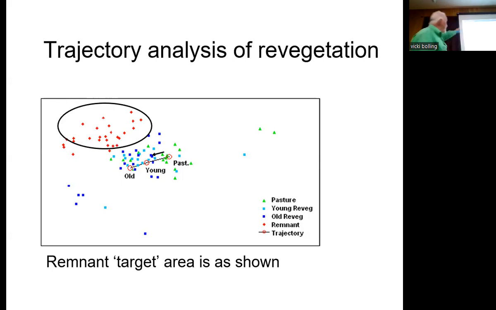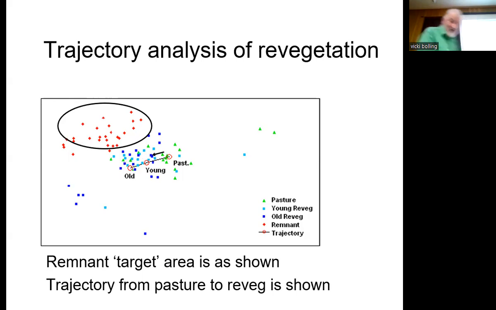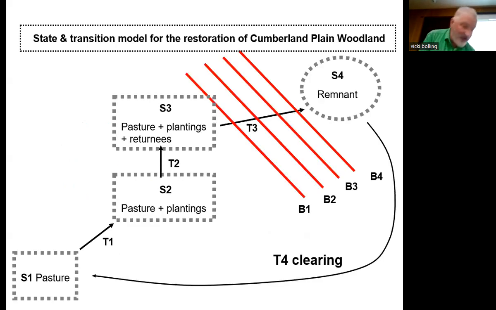So the remnant targets there, you want the trees, you want this revegetation to turn into that. And in fact, what happens is the trajectory is like that. So it's not actually getting to there. So you can plant trees, it improves it, but you don't get Cumberland Plain vegetation coming back miraculously.